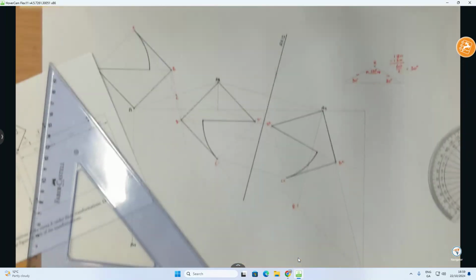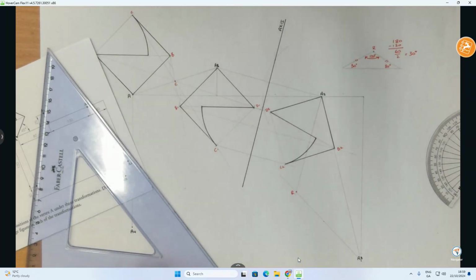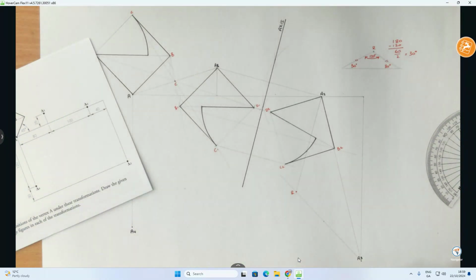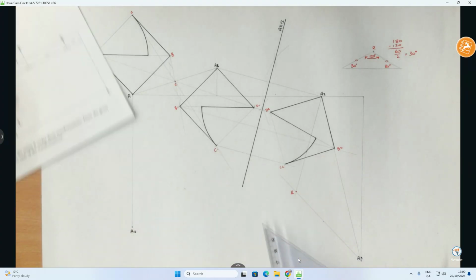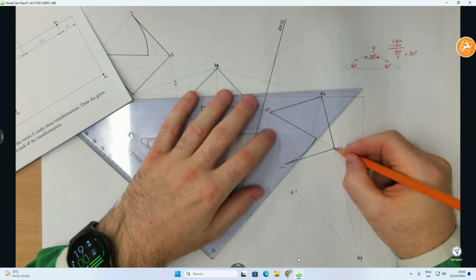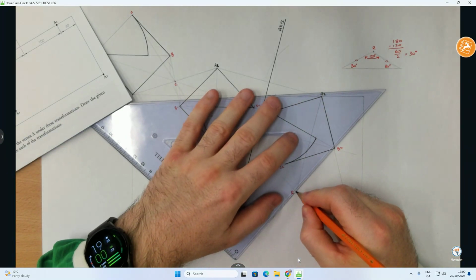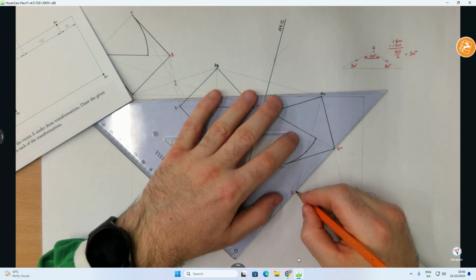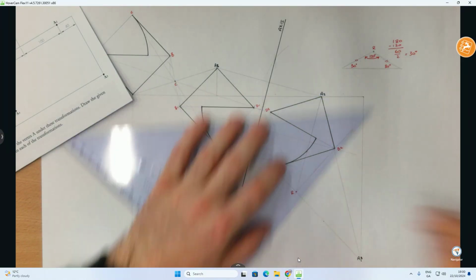Now we're going to rotate every point 120 degrees about point R. So, point A has already been found. Next one I want to find is point B. So I'm going to join R. We've got our rotational point. We're going to join R to B. Extend it on a little bit.